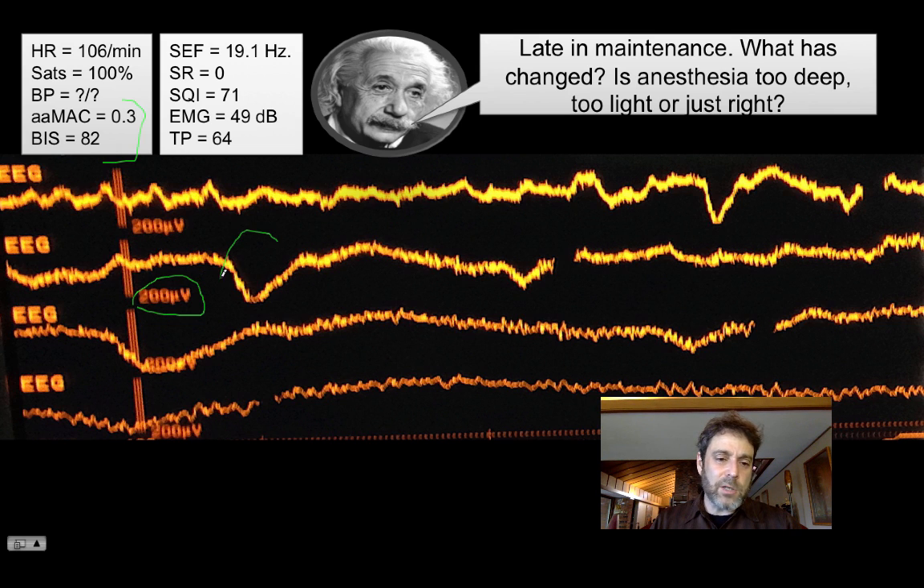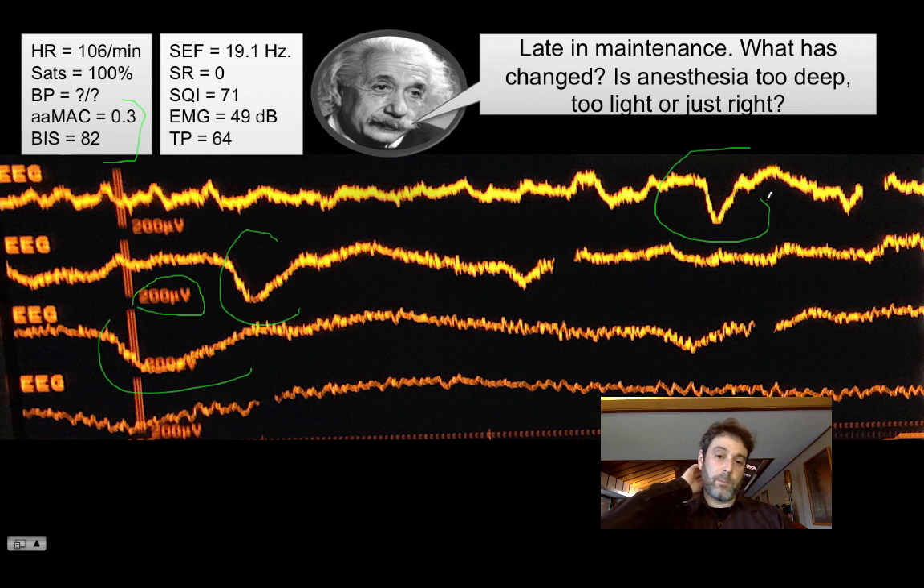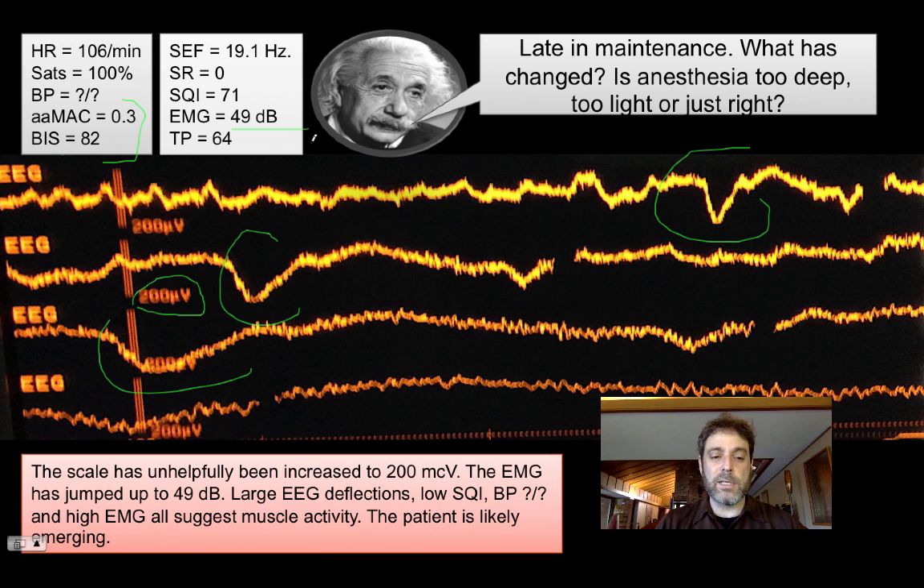You've got these deflections over here, and this probably reflects muscle activity, some movements that could be causing those large deflections. Also of note is that the EMG is now up to 49 decibels, which is sort of in the range you would expect with wakefulness. So this is consistent with somebody who's moving and where wakefulness is becoming re-established. So as said, the patient is likely to be emerging. We don't have a blood pressure here, and the signal quality index is somewhat on the low side, and that could also be because this person is moving.